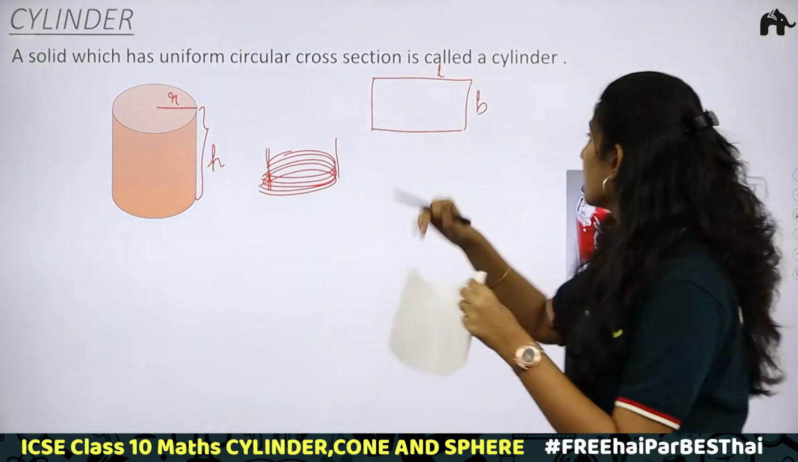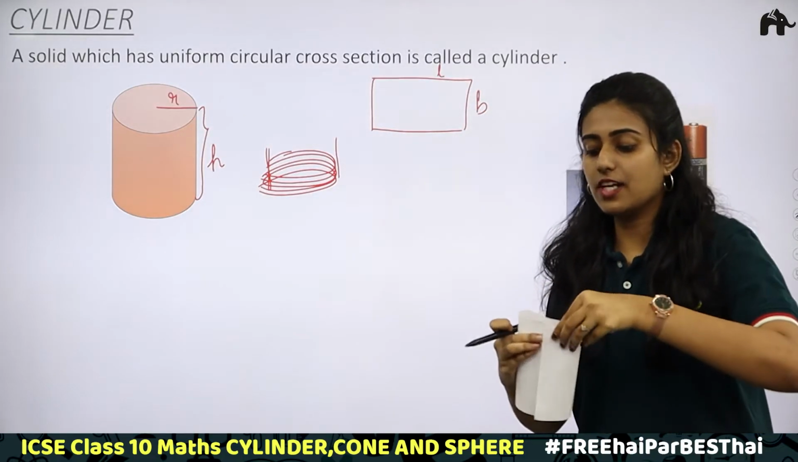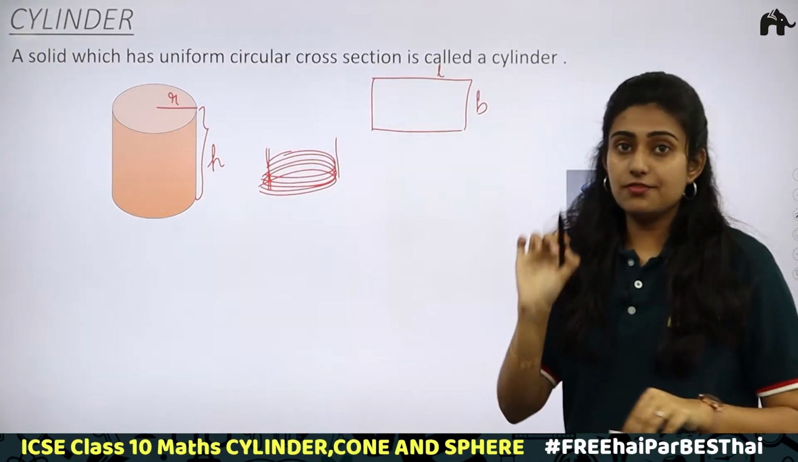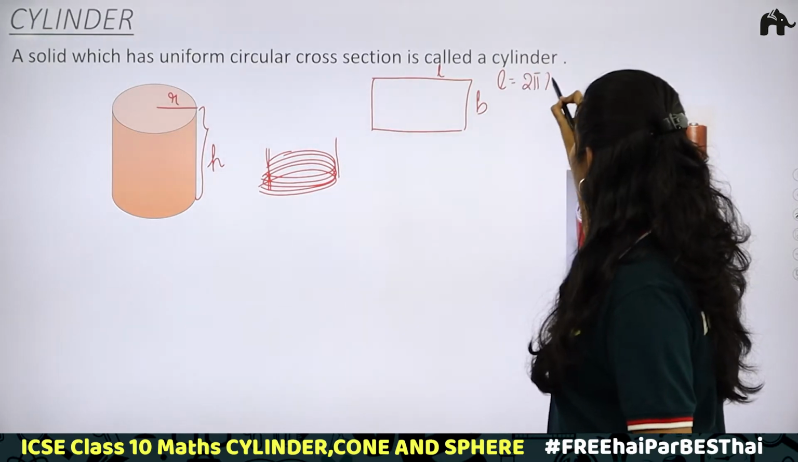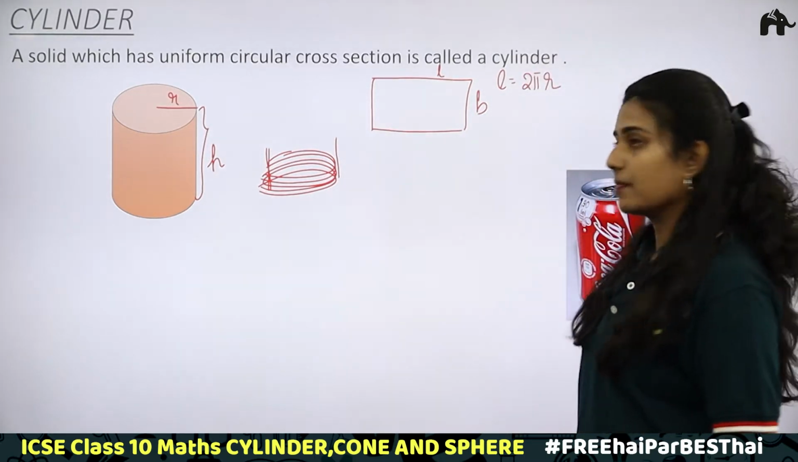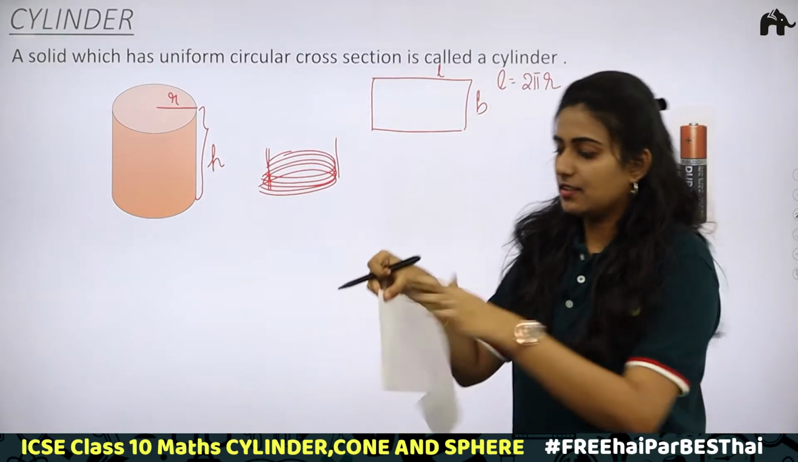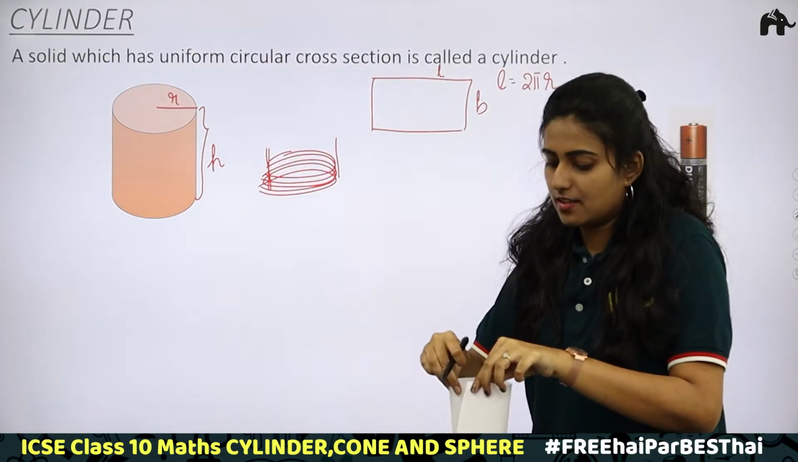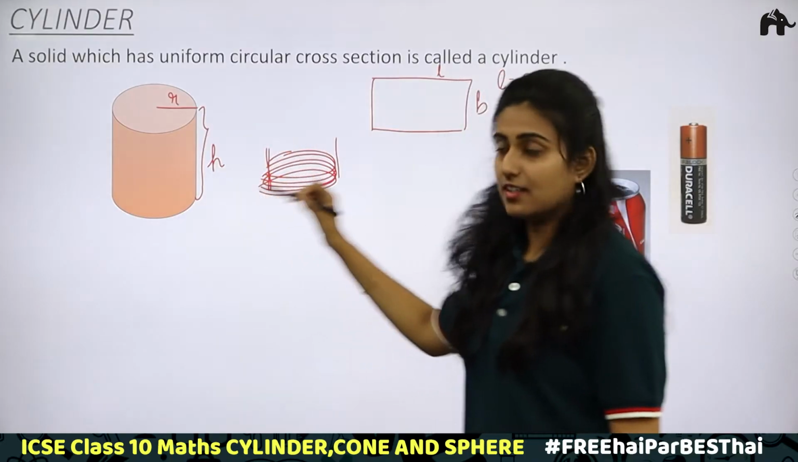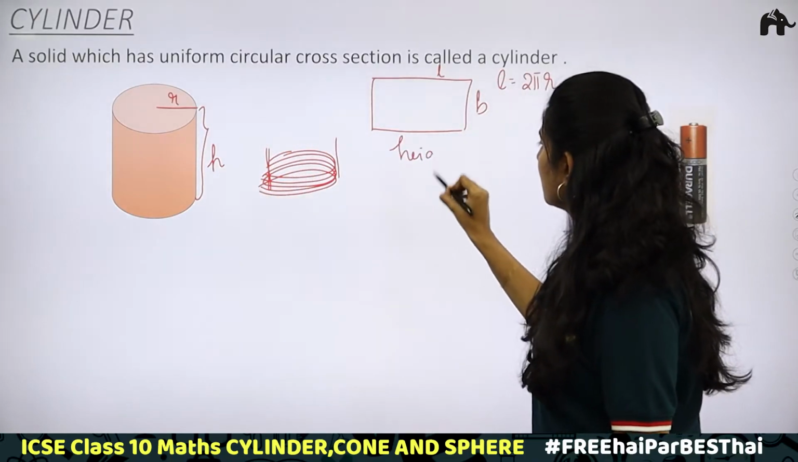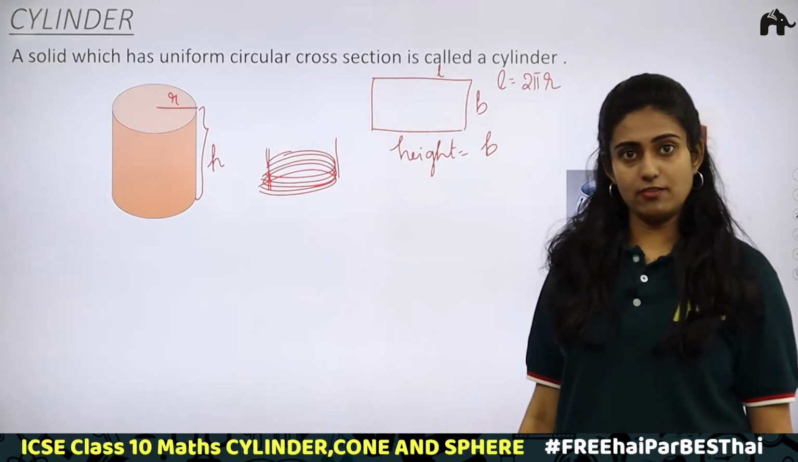Now, just check this. The length of the paper becomes the circumference of the circle. We know the circumference of a circle is 2 pi r. This length becomes the circumference of the circle, 2 pi r. What about the breadth? When you roll the paper, the breadth becomes the height of the cylinder. So height is the breadth of the paper that we have used.